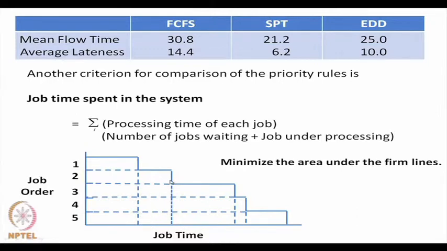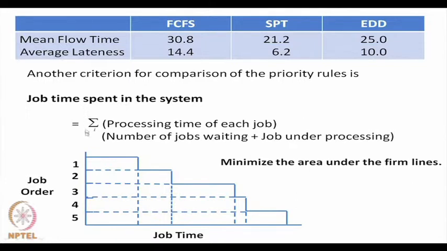After job 2 is taken up, job 3 is now being processed. So, this is the processing time for job 3, but job 4 and job 5 are waiting for 15 hours. And similarly, job 4 is being processed, job 5 is waiting, and lastly job 5 is processed. So, this complete area indicates the job time spent in the system.